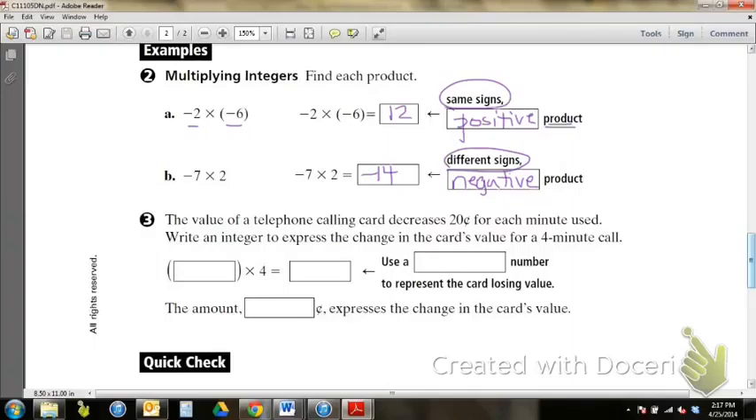Alright, the value of a telephone calling card decreases 20 cents for each minute used. Write an integer to express the change in the card's value for a 4-minute call. So I'm going to use a negative number to represent the card losing value. Okay, and multiply that by 4. 20 times 4 is 80. But since they had opposite signs, I know my answer is going to be negative. So the amount, negative 80 cents, represents the change in the card's value.